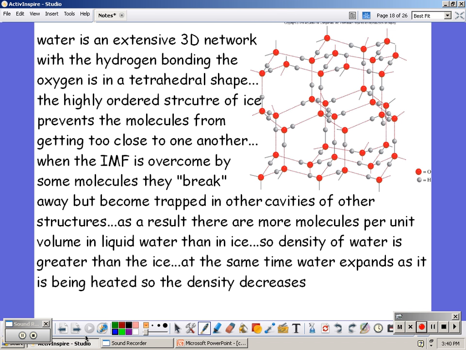Ice prevents the molecules from getting too close to each other. They're limited in how close they can get because of the tetrahedral shape. When the intermolecular forces are overcome, when we give them enough energy, some of the molecules, quote unquote, break away, but they become entrapped by the other cavities of the liquid structure. As a result, there are more molecules per unit volume in the liquid than there are in the ice. So the density of water is greater than the density of ice. At the same time, water expands as it's being heated, so then the density also decreases there.